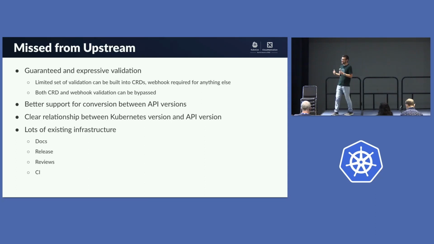And there are some things that I still miss from working on upstream APIs defined in the Kubernetes repo itself. We had really great guaranteed expressive validation. So you knew that your validation rules were for sure going to get executed, and you could write just regular old Go code to do the validation. You don't really have that with CRDs. You might if you created a webhook, but then you can't guarantee that it actually ran. Then, inside upstream Kubernetes, we have better support for conversion between API versions. That's a little messier inside CRDs.